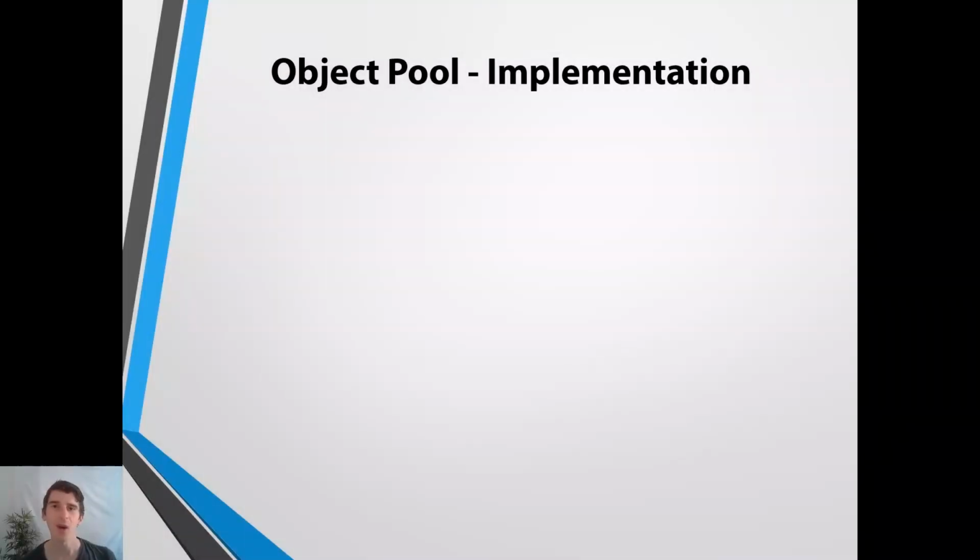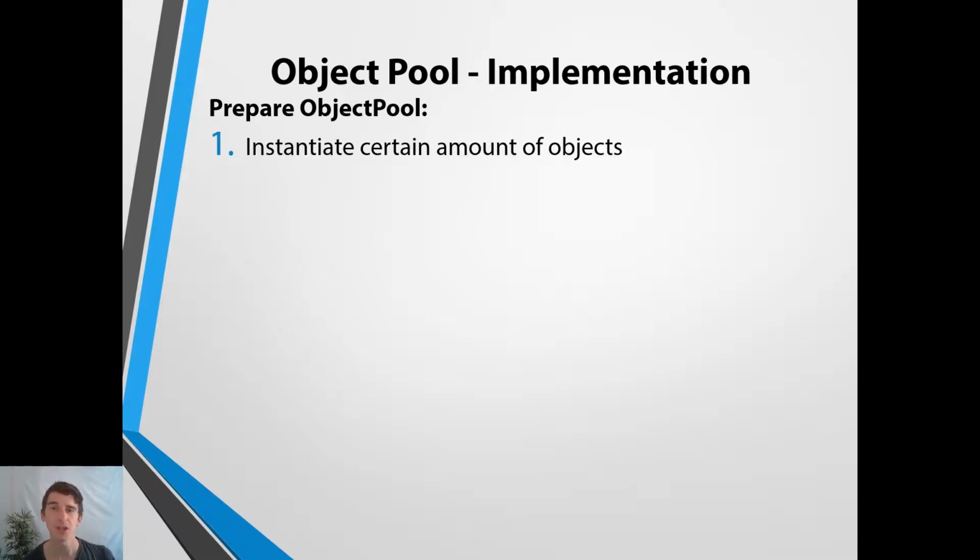Now let's see how we can implement this object pool design pattern. So let's go over the steps we need to take to achieve this. First, we need to prepare the object pool. So we instantiate a certain amount of objects, and after that we deactivate all of these objects. We don't want the player to see them at the start of the game. They should be hidden and deactivated somewhere else, so he doesn't realize they're there.